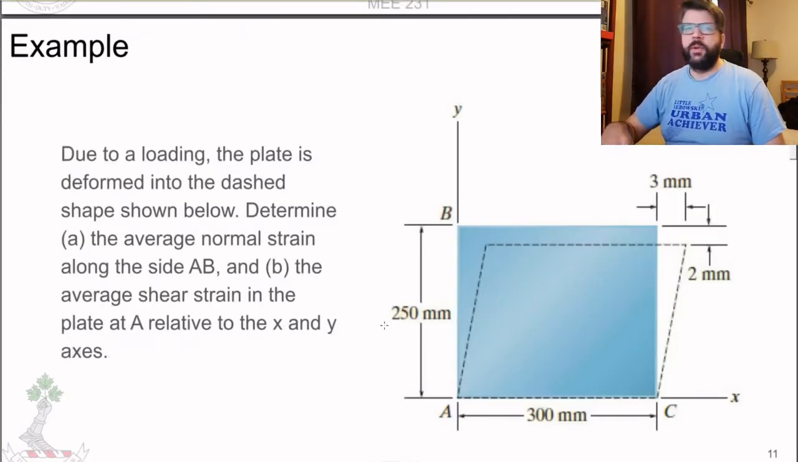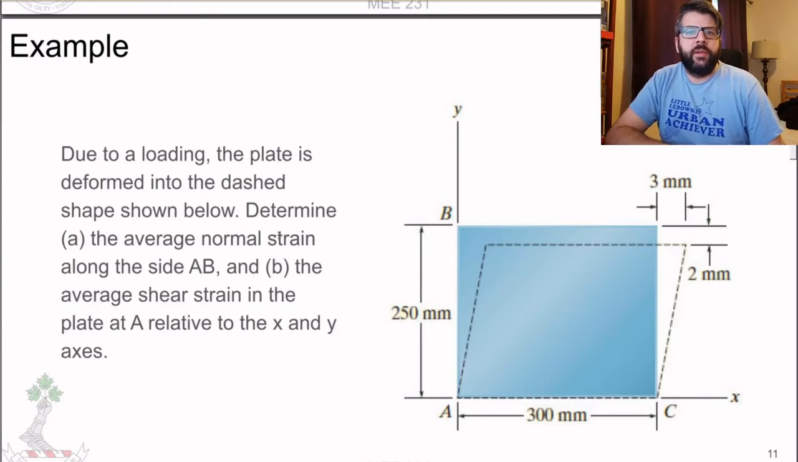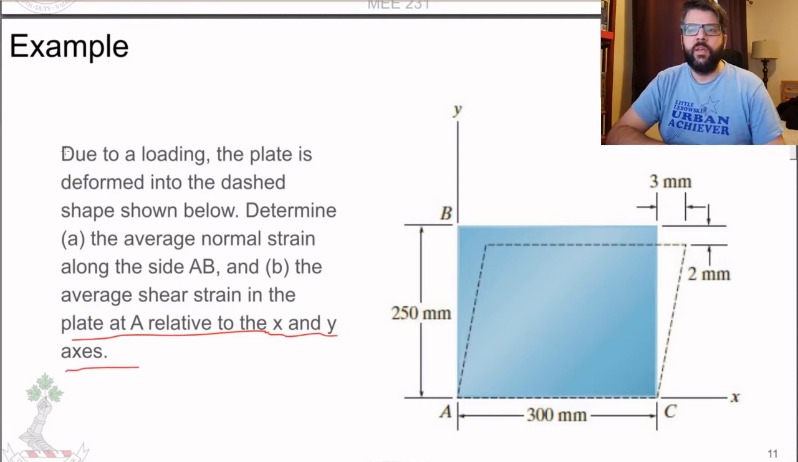So we'll do a quick example here. We've got this plate. It's being deformed into this shape shown, and we need to figure out what the average normal strain is along this side and the average shear strain in the plate at A relative to the X and Y axes. So we'll just get that real quick.